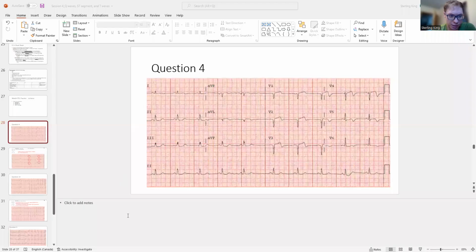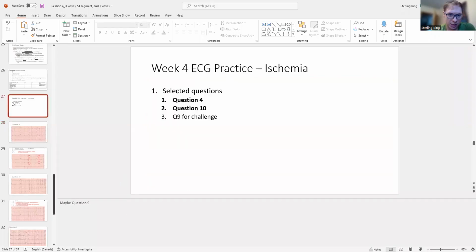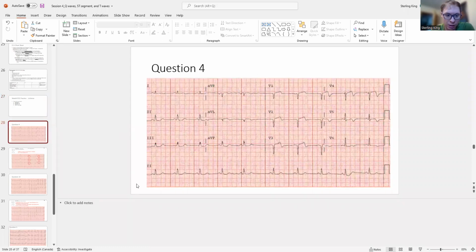Looking at this question, we're looking at ECG practice on ischemia. Questions 4, 10, and 9 as well. Question 4, working it through, looking at heart rate: 300, 150, 100, and it's over 75. So I'm just going to say a heart rate of 70. Axis: lead 1 and aVF are up, so normal axis.